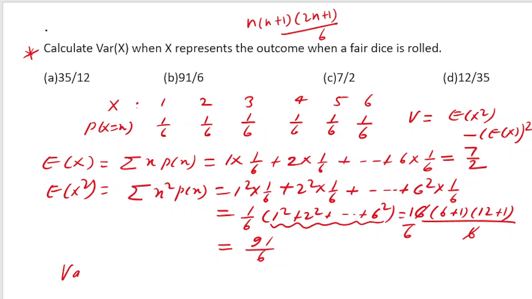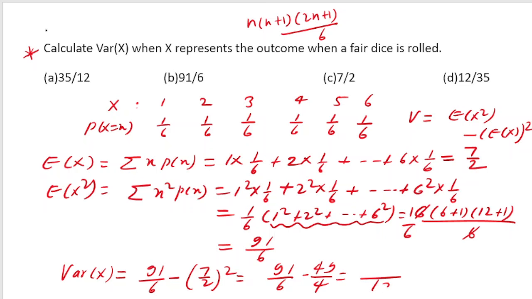So what is variance of x? Expectation of x square, that is 91 by 6, minus expectation of x, that is 7 by 2 whole square. So we solve it: 91 by 6 minus 49 by 4. So LCM is 12. 91 into 2, that is 182, and 49 into 3 is 147. If you subtract, it will be 35 by 12. So the correct answer is 35 by 12.